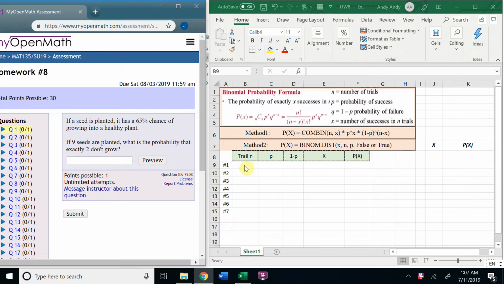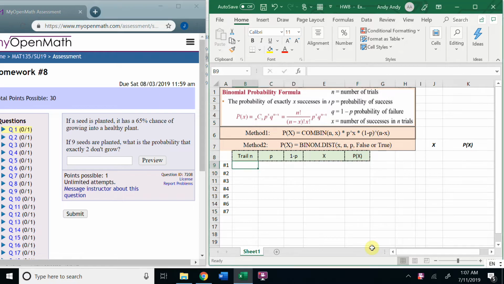Based on the question, here N is 9, P is not 0.65 because it asks for don't grow. 0.65 is grow, so we put 1 minus P. So here P equals 1 minus this, so it's 0.35. X is 2. For the probability when x equals 2, we have 2 ways to get the answer.